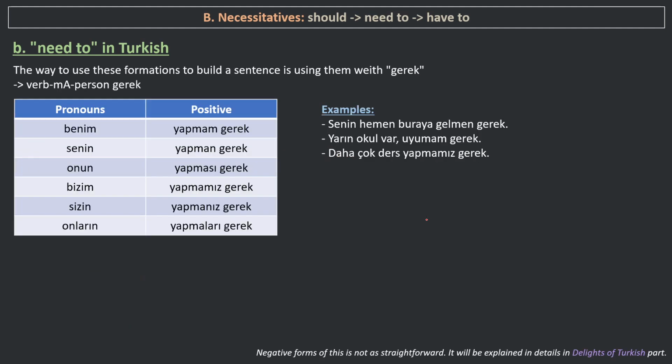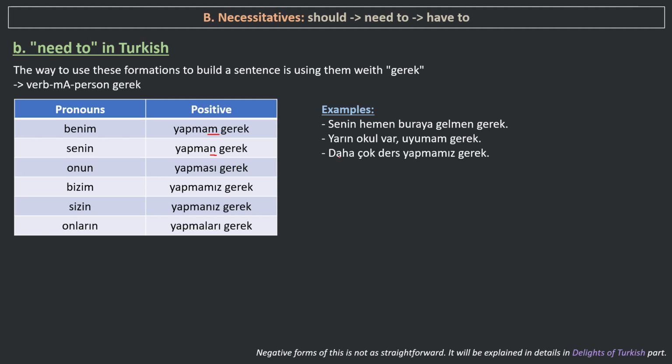And of course, that's not the only way. You need to use this gerek with mam gerek. Like it's a combination. Benim yapmam gerek. Senin yapman gerek. Onun yapması gerek. All of these endings here tell me the pronoun. Like M is for benim, so I need to go. Or I need to do. N is for senin, so you. You need to do it.